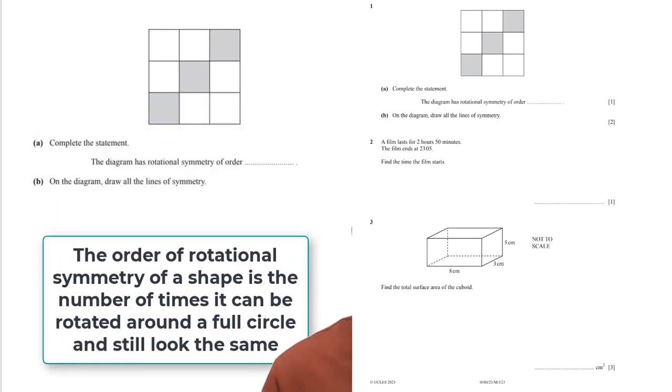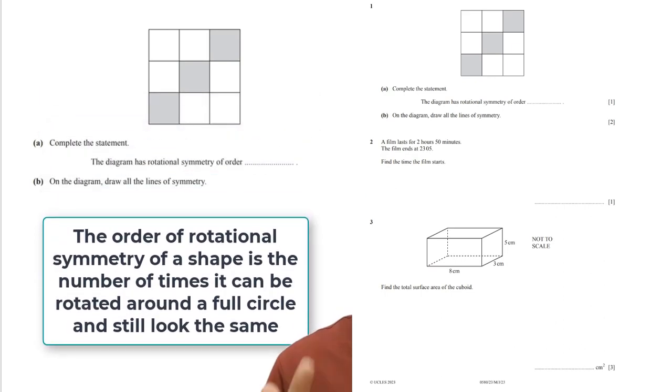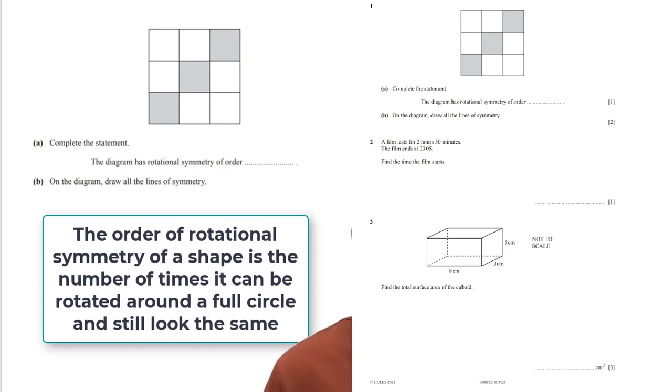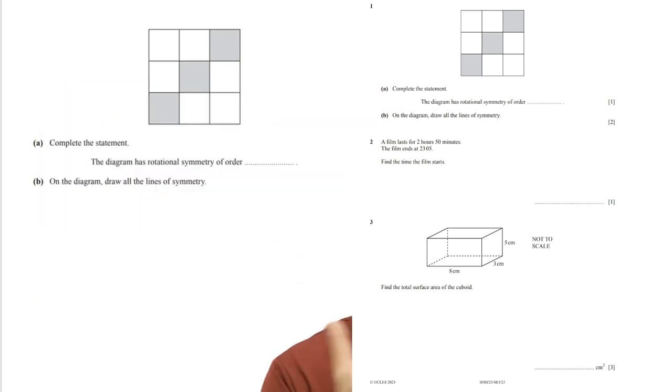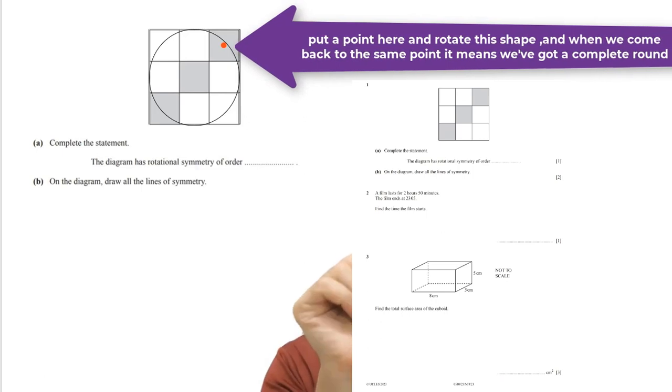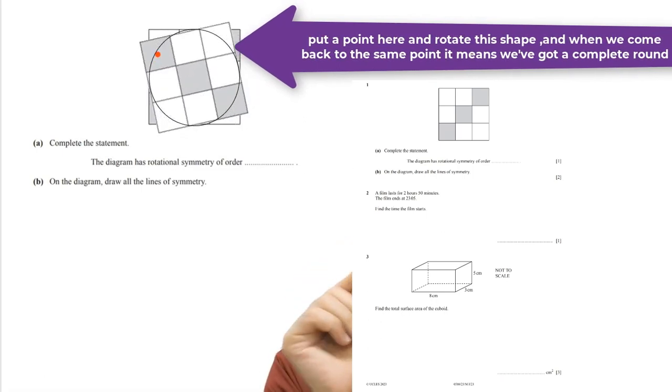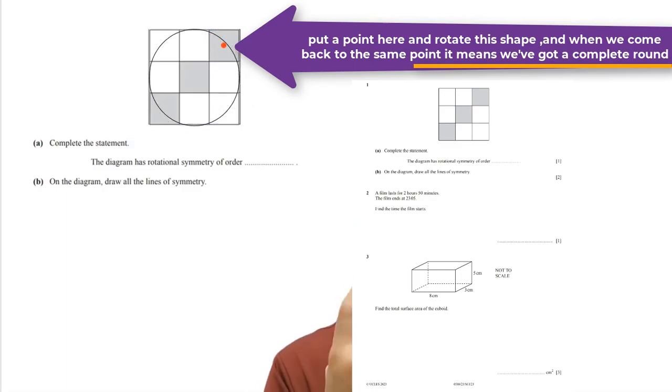The order of rotational symmetry of a shape is the number of times it can be rotated around a full circle and still look the same. So, in one rotation, how many times can we get the same look? We will put a point here and rotate this shape, and when we come back to the same point, it means we have got a complete round.